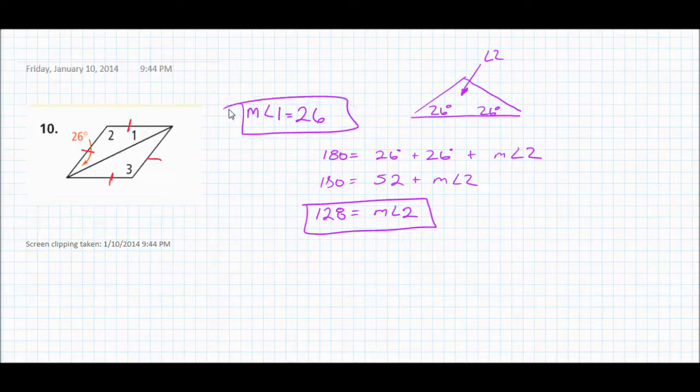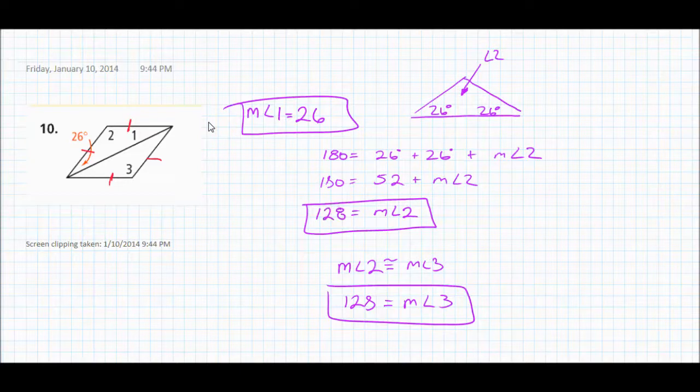By rule, the measure of angle 2 is congruent to the measure of angle 3. So if the measure of angle 2 is 128, that must be the measure of angle 3. So to recap, angle 1 is 26 degrees, the measure of angle 2 is 128, and the measure of angle 3 is 128.